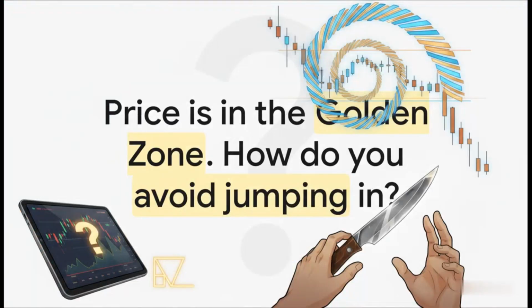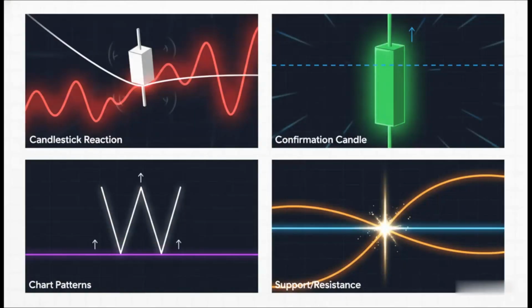So let's ask that critical question. Price has pulled back perfectly. It's sitting right there in your 50 to 61.8 zone. It is so tempting to just jump in, right? But how do you know the pullback is actually over? How do you know the trend is ready to go again? How do you avoid catching a falling knife? You wait for proof. Here's your 4-point inspection list.